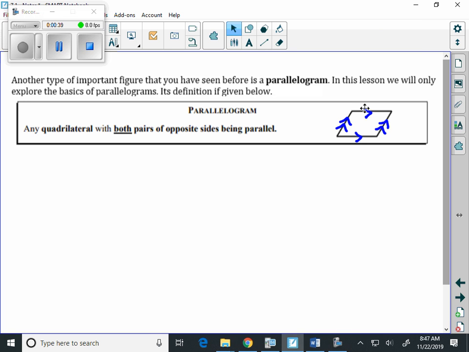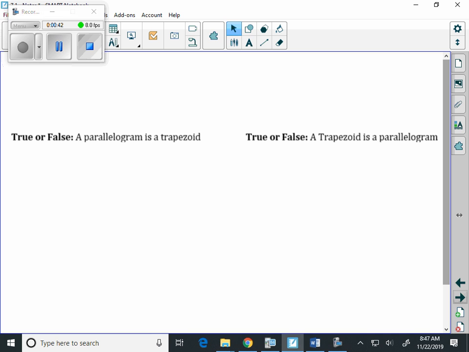So if we look at a couple of true and false here, is a parallelogram a trapezoid? Well, again, a parallelogram has two pairs of parallel sides. A trapezoid says that you have to have at least one pair of parallel sides. So yes, a parallelogram is a trapezoid. But the other direction doesn't work. Again, a parallelogram says that both pairs of sides have to be parallel, and a trapezoid says that we only have to have one pair parallel. So we're false here.